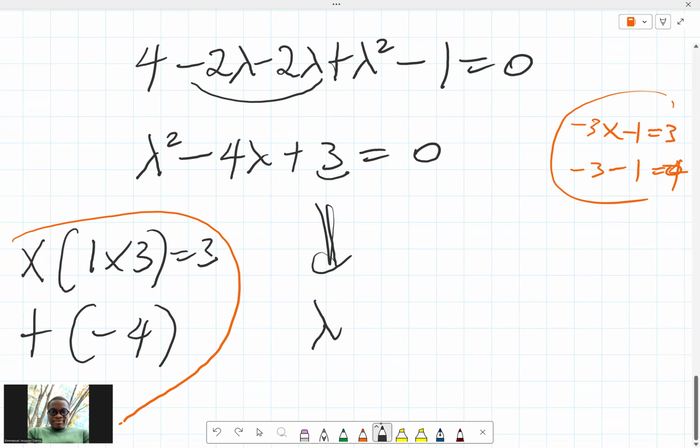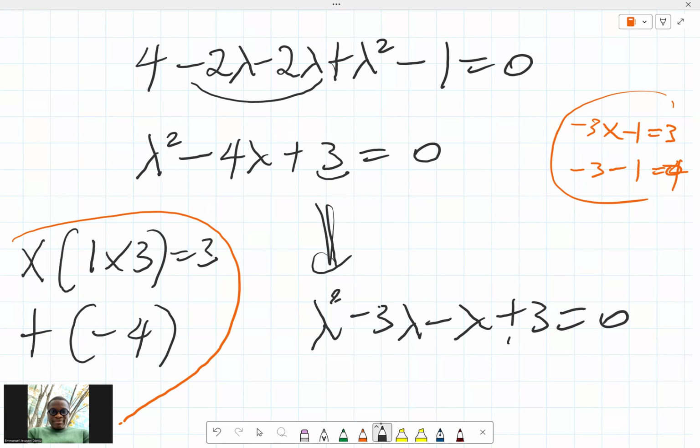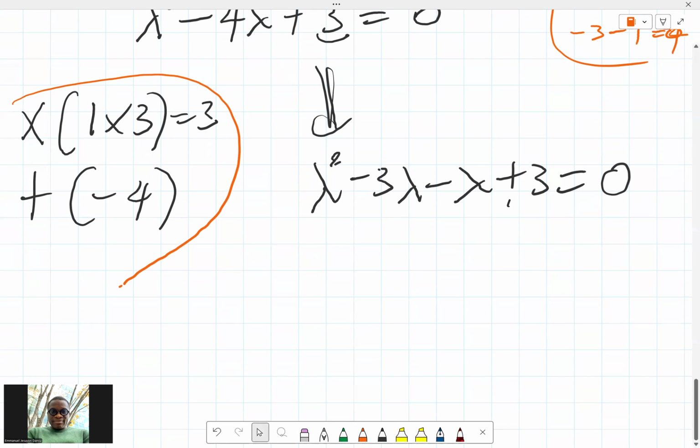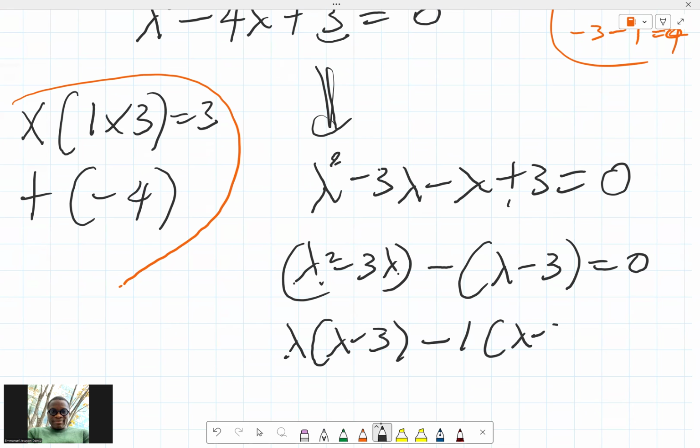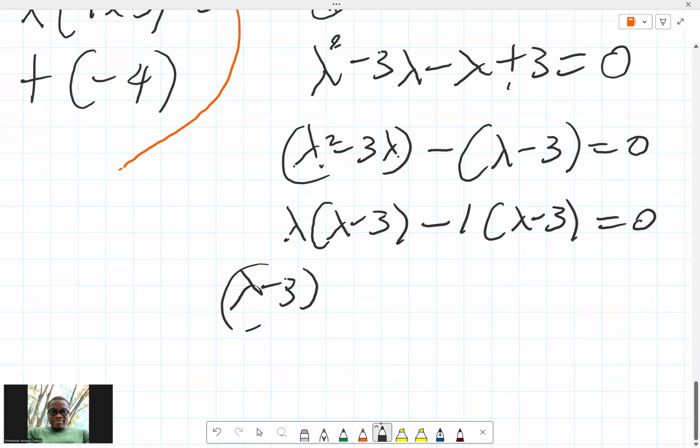So that can now be lambda squared minus 3 lambda minus lambda plus 3 equals 0. Okay. So now we have lambda. We can group, right? So we have lambda squared minus 3 lambda minus lambda, because minus is outside and we have introduced bracket. This has to be minus now, and that is equal to 3. So having grouped, the next thing we can factorize. So lambda is common in this first case. So we have lambda into lambda minus 3 minus 1 into lambda minus 3 equals 0. And that means we have lambda minus 3 into lambda minus 1 equals 0.